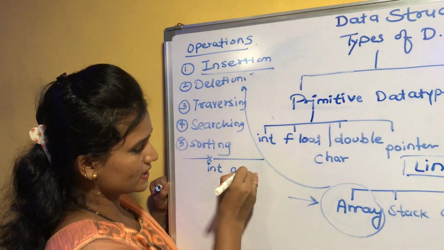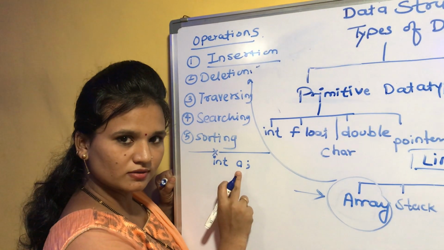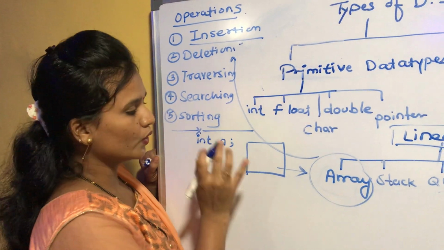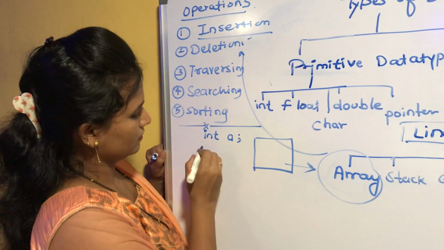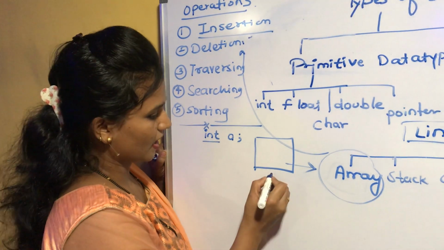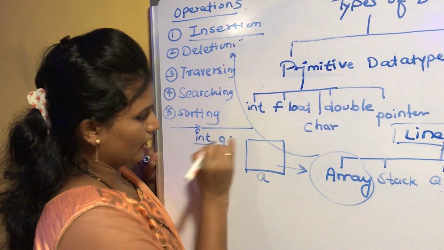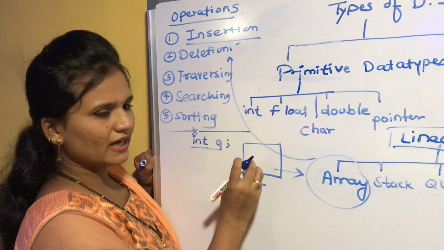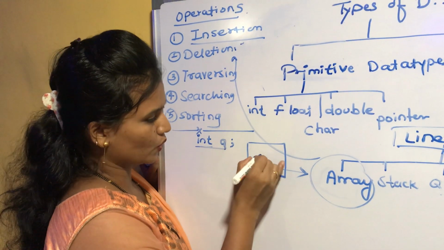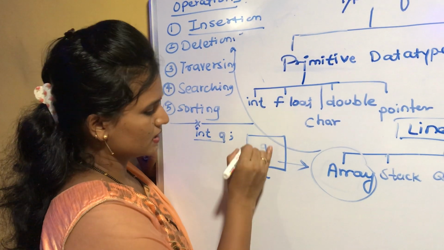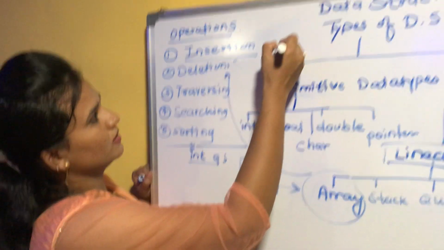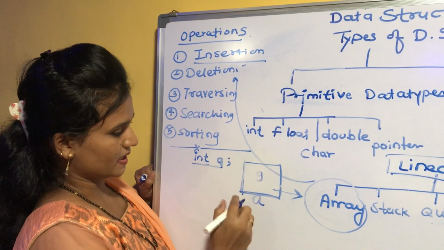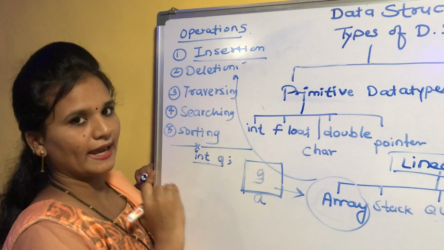Integer A. What is this? It is a variable declaration. What we are doing here? We are giving the name, or we are allocating the memory of type integer having name A. What will happen here? Only one element, or a single element, we can store here. Means a single memory location we can say. Here we can store only one element.